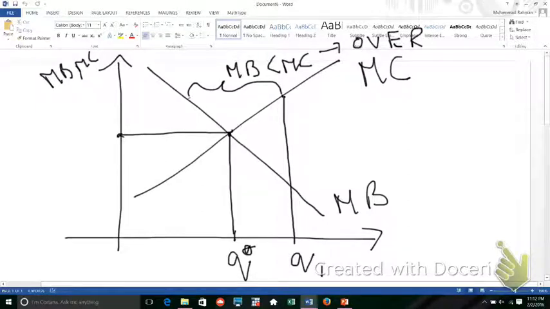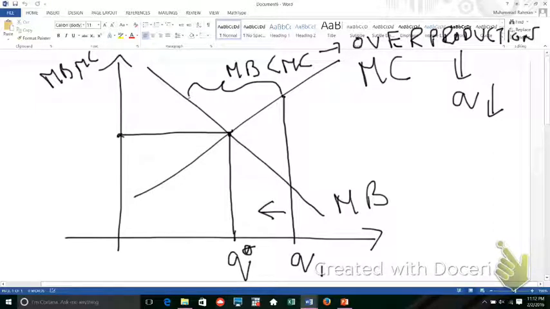Overproduction means a situation where the economy is producing more than it needs, and whenever we have overproduction, the signal is that output should go down. So whenever the economy is producing at Q1, the economy sends the signal that you need to reduce your production of goods and services. Okay.